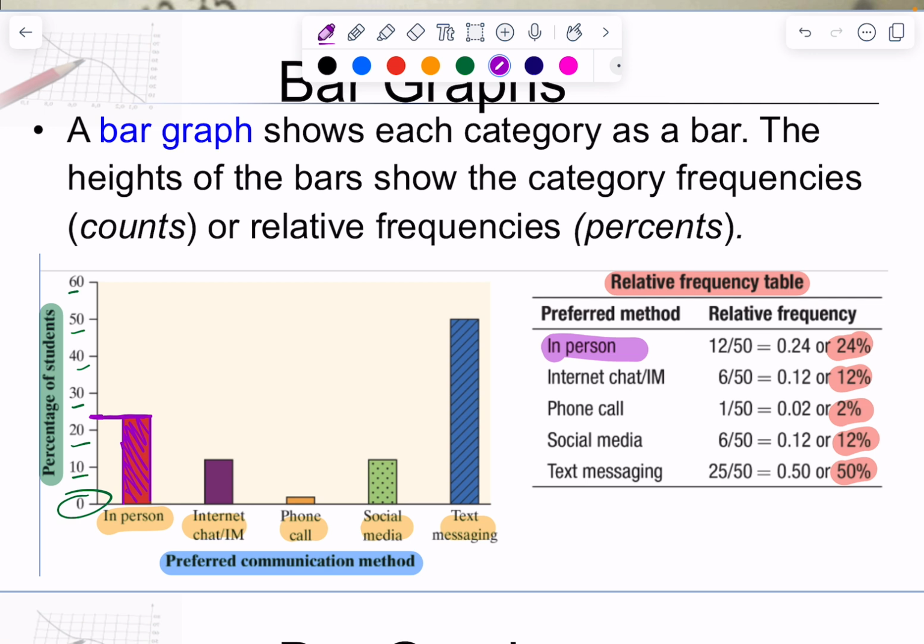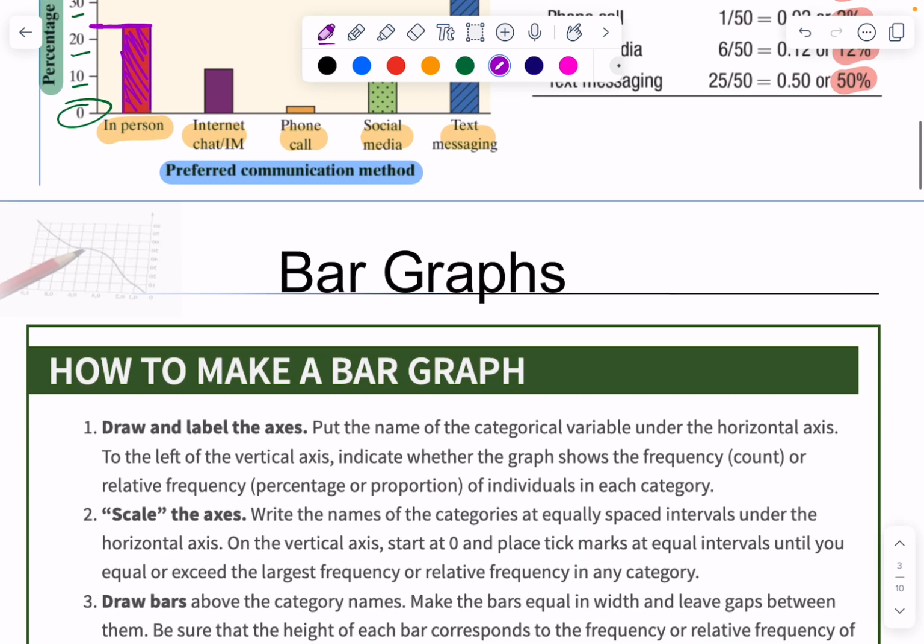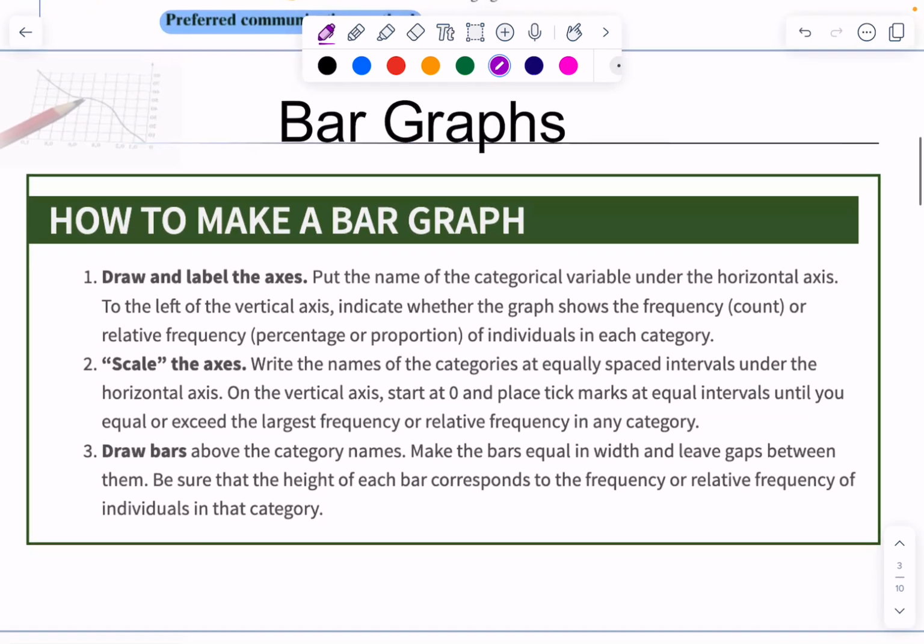What we're able to do is look at that bar graph, and we can visually see text messaging was the most common preferred method, versus phone call was the least common, and so on. Now we can actually see the differences in the different categories and analyze it based on the graph. As far as creating bar graphs, I'm not going to go through this whole thing.